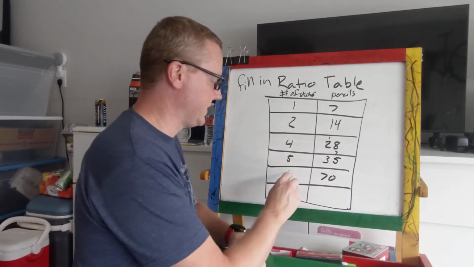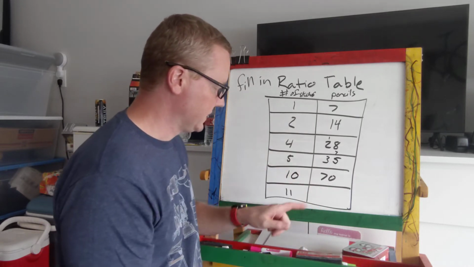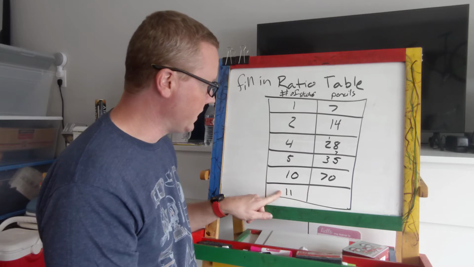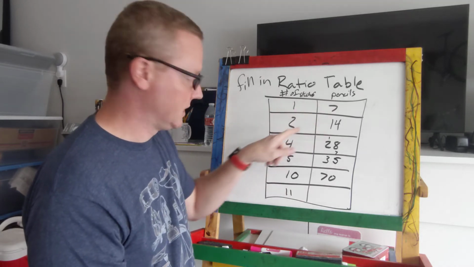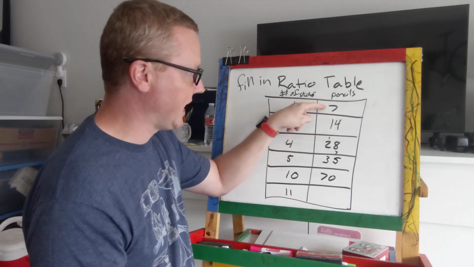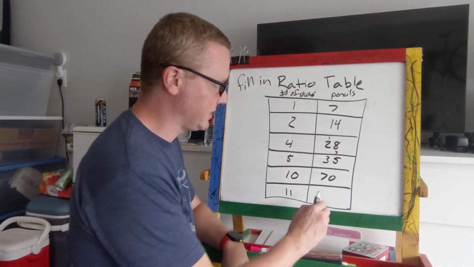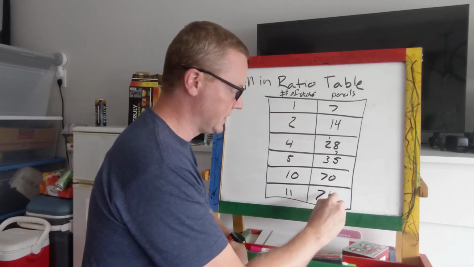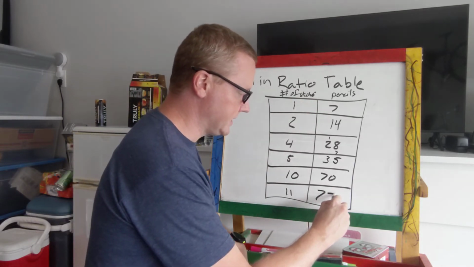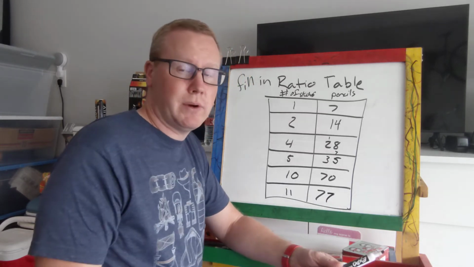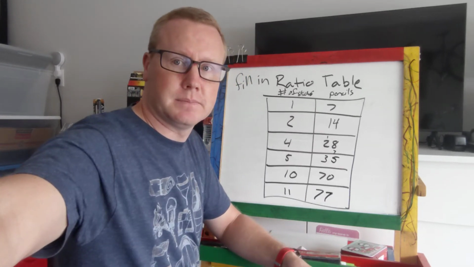Yeah, 10 times 7 is going to give us 70. And again, right down here, this went up by 1. So if we go up by 1 on this side, we have to add this much to that side. So we're adding 7. And 7 plus 70 is 77. Real quick review on ratio tables.